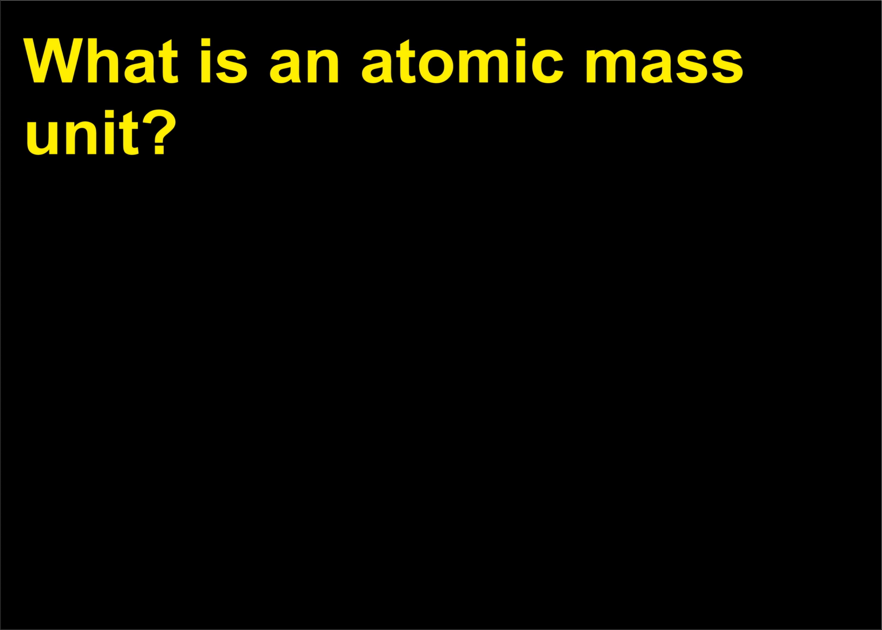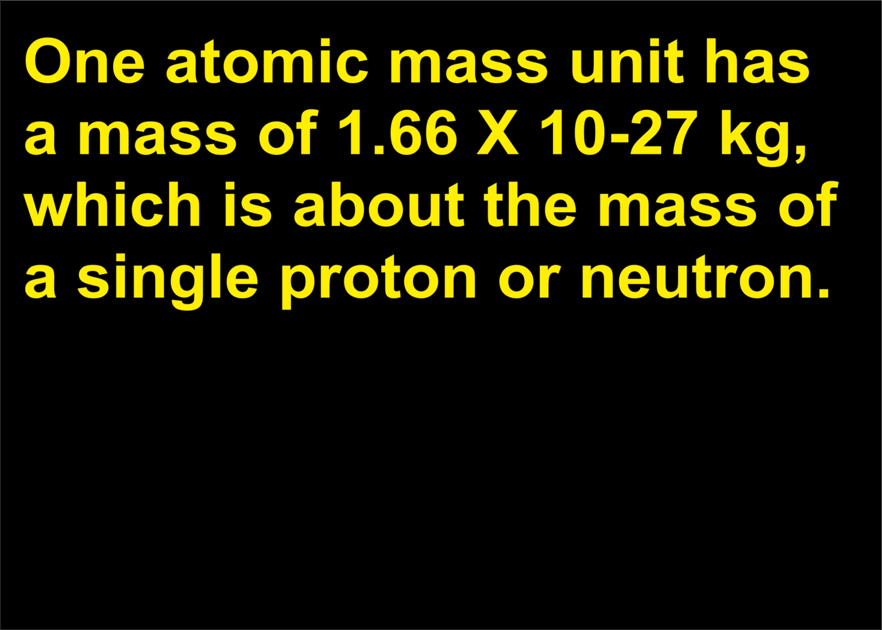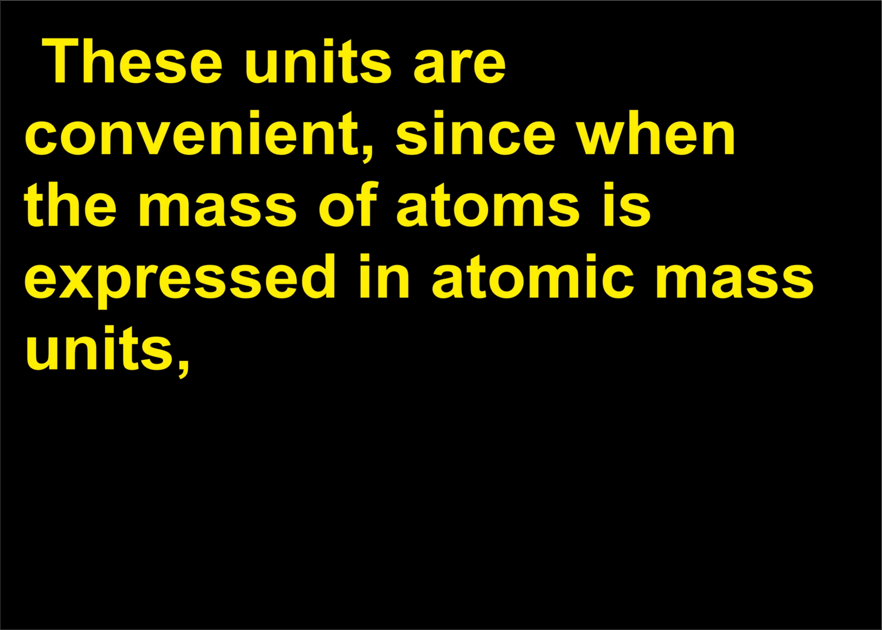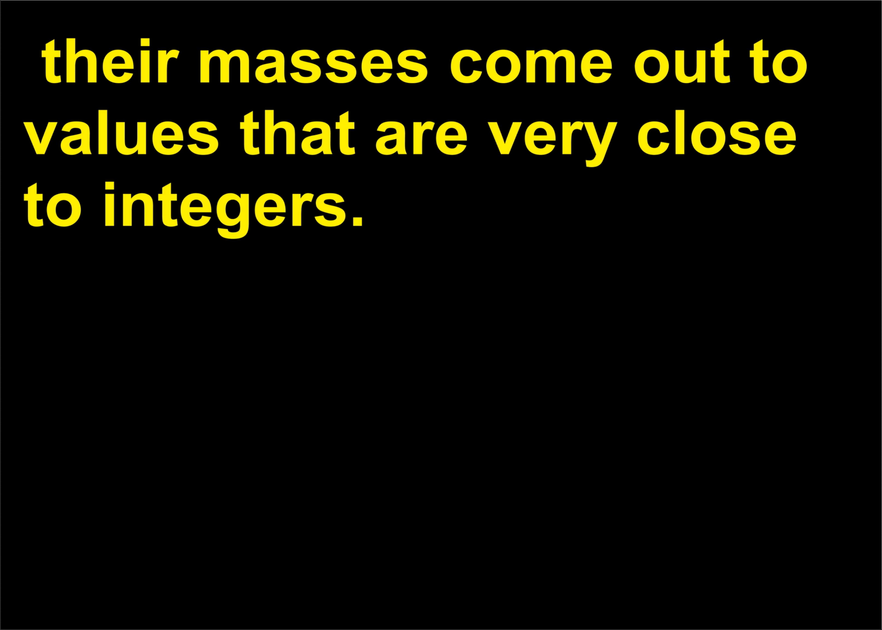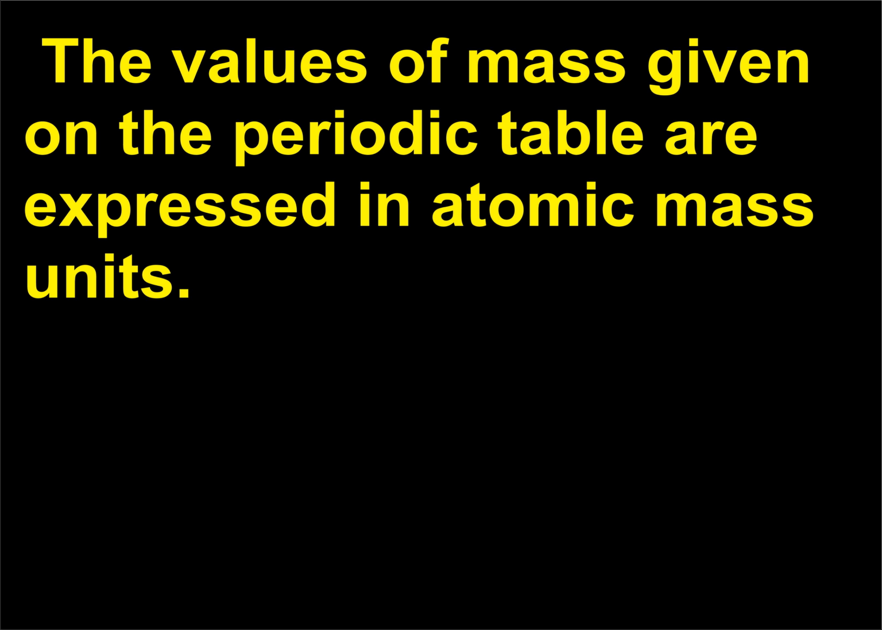What is an atomic mass unit? One atomic mass unit has a mass of 1.66 x 10^-27 kilograms, which is about the mass of a single proton or neutron. These units are convenient, since when the mass of atoms is expressed in atomic mass units, their masses come out to values that are very close to integers. The values of mass given on the periodic table are expressed in atomic mass units.